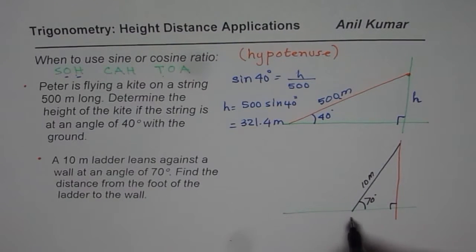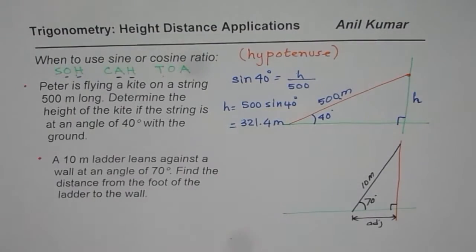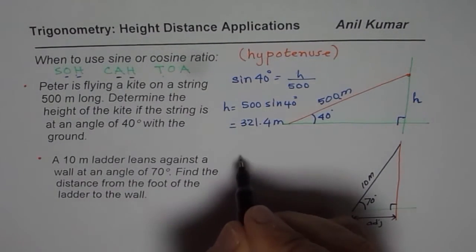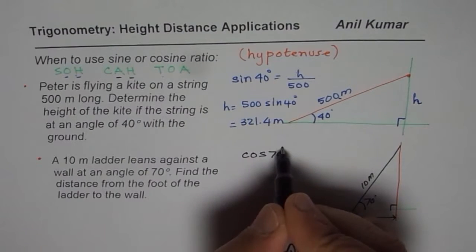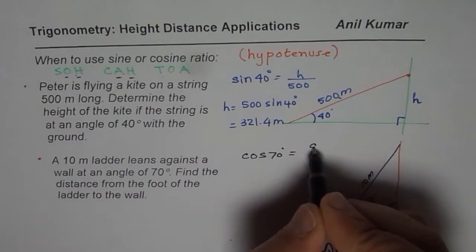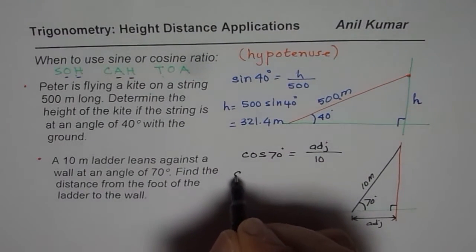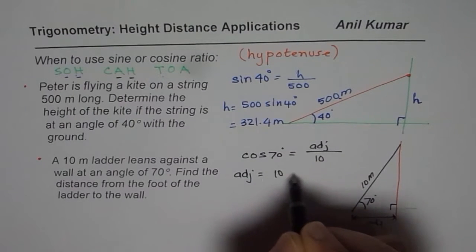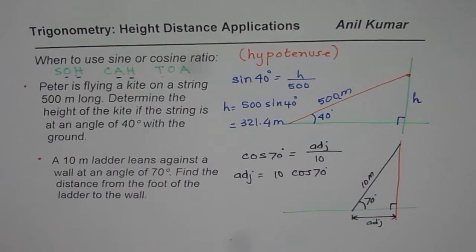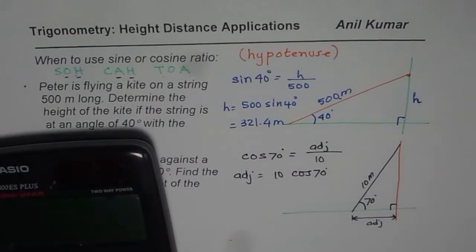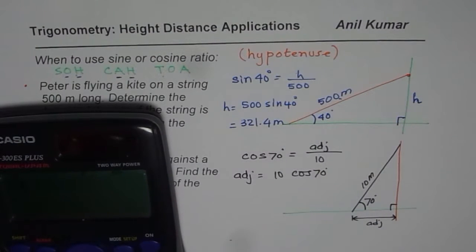Find the distance from the foot. So we have to find this distance. That becomes the adjacent side, correct? Adjacent side and hypotenuse means cosine. So cos of 70 degrees equals the adjacent side divided by 10. And therefore this adjacent side will be 10 times cos of 70 degrees. You get the idea, right? So these are the cases where we will be using sine or cosine.